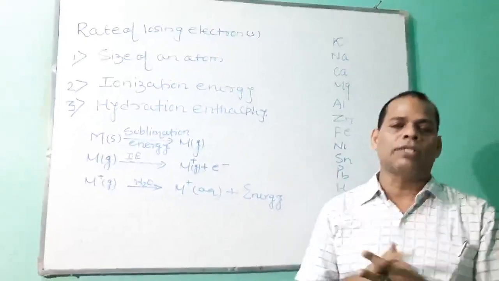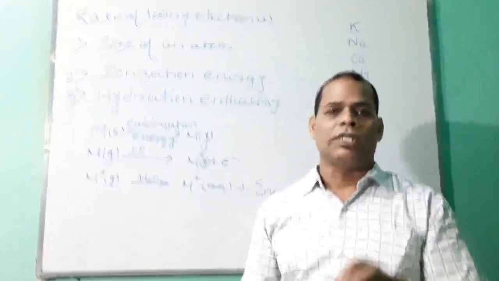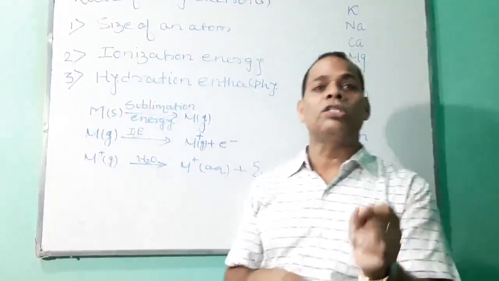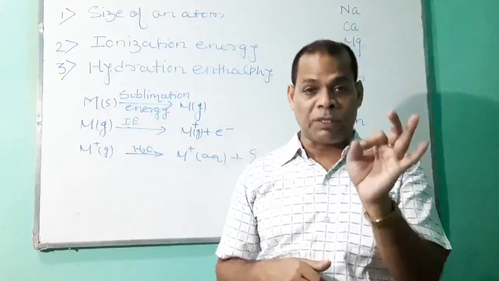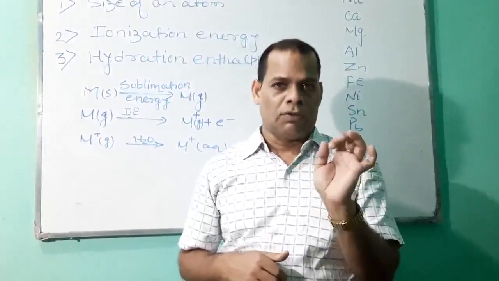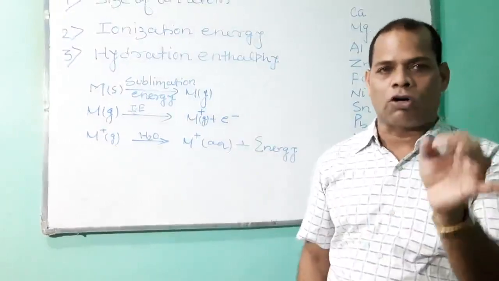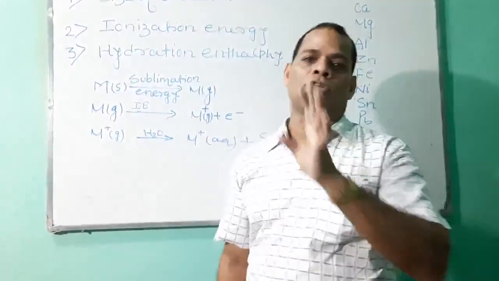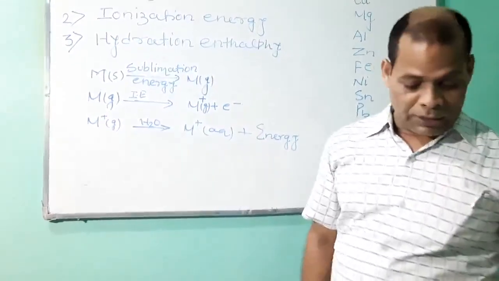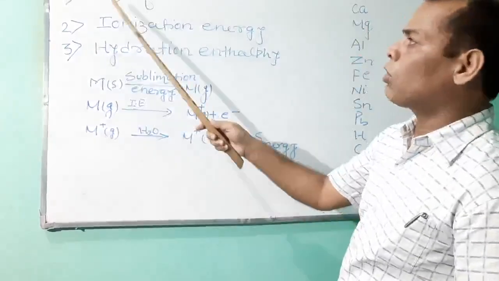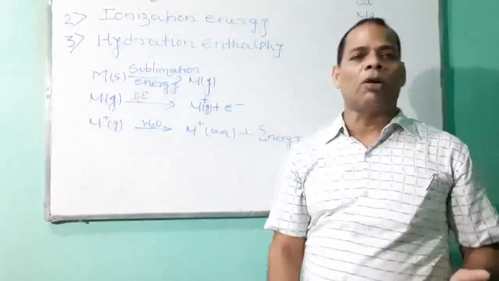Now, my dear students, please keep in mind that when we say reactivity of metal, it means the tendency of losing electrons. When we talk about the reactivity of metal, it is the rate of losing electrons. Now, the rate of losing electrons depends on the size of an atom.